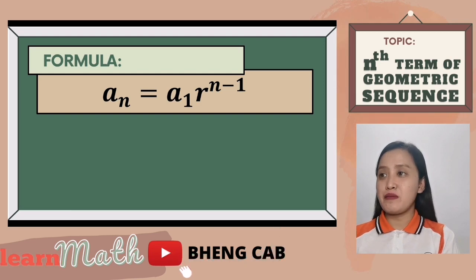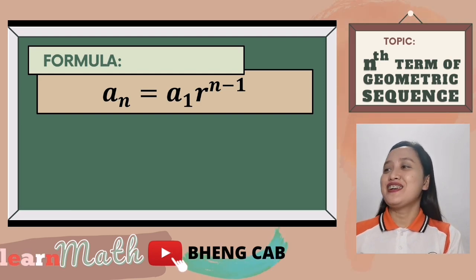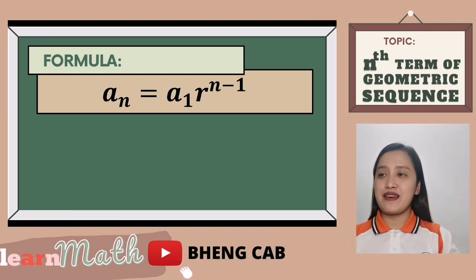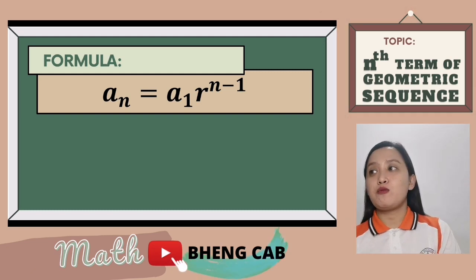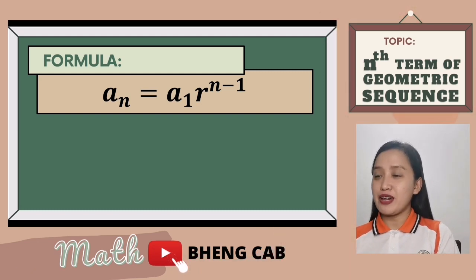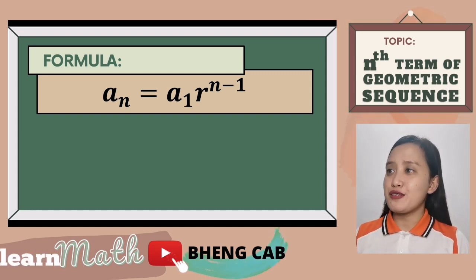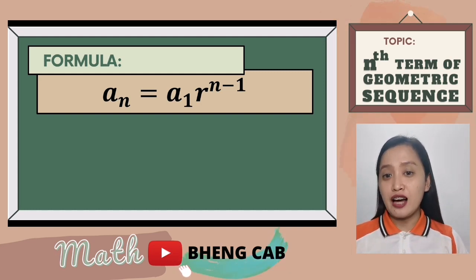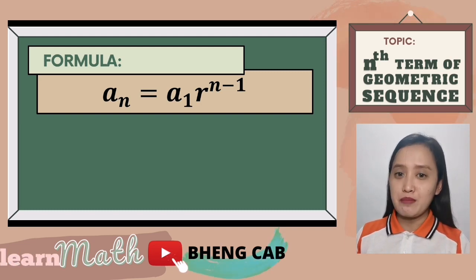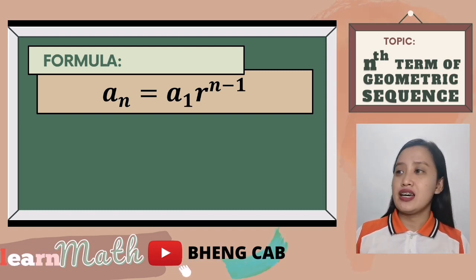So here is the famous formula for the geometric sequence. We have a sub n equals a sub 1 r raised to n minus 1. Okay, kung napapansin nyo, yung components na meron tayo sa formula ng geometric sequence ay halos kaparehas lang ng components na meron tayo sa formula ng arithmetic sequence.